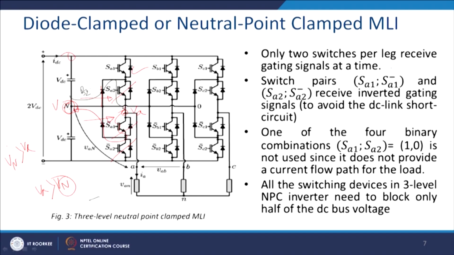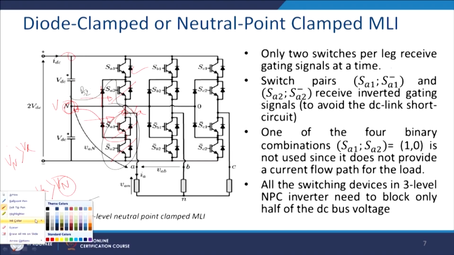Similarly, the other switches follow, and here the reverse will happen and you will get a current. Another thing: if you want to connect the minus VDC, then you require to turn on SA1 prime and SA2 prime. In that way this voltage can be generated and you can connect. Thus, we can brief our discussions in this way.